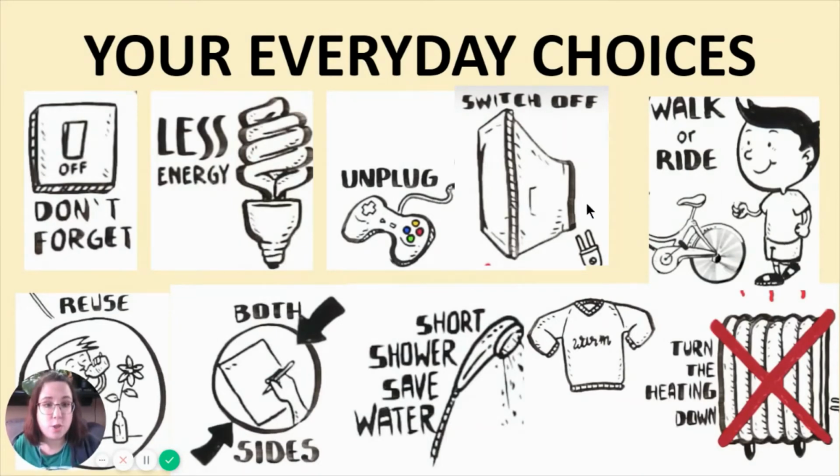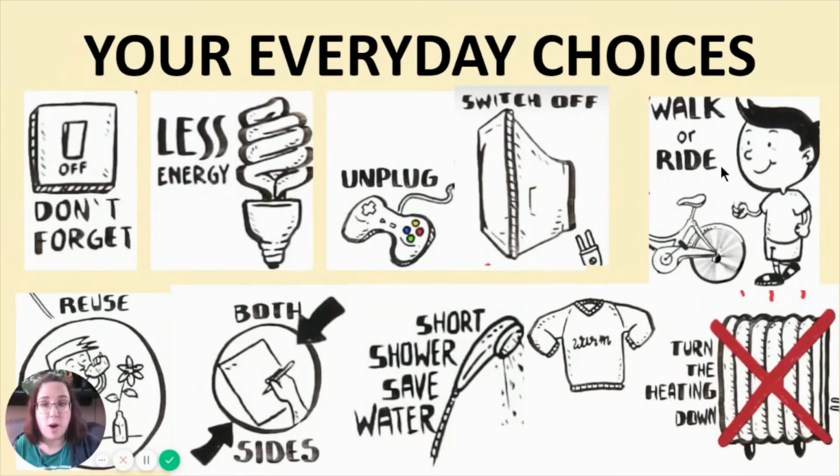We can also switch off and unplug things so that we're using less phantom power. And phantom power is power that is still being used even when something is off or you think it's off. So a charger plugged into a wall, or a TV left plugged in, or even a microwave left plugged in. A lot of things in our house are using phantom power, and sometimes we don't even know.